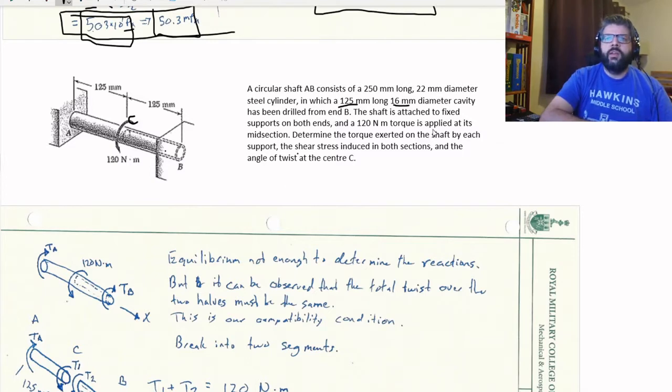and we are applying a 120 Newton meter torque to that shaft at the center. So basically at the point where the cavity ends. So we're looking to find out what the torque exerted on the shaft by each support is, so what the reactions are, shear stress induced, and the angle of twist at the center.